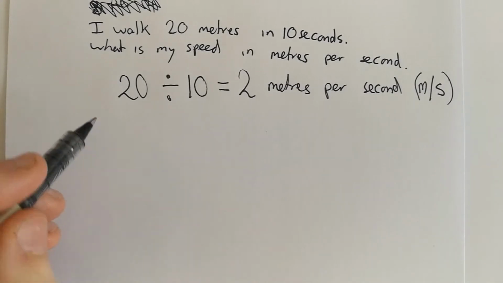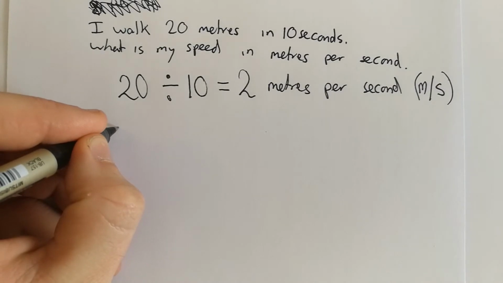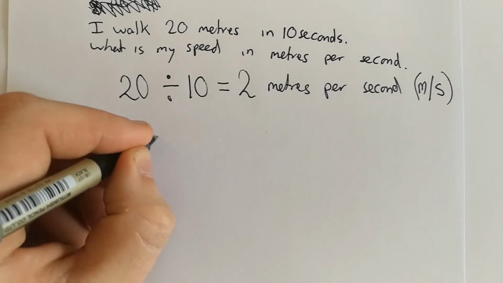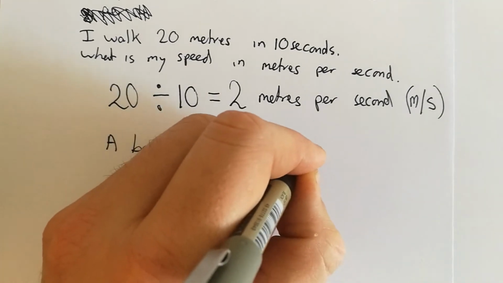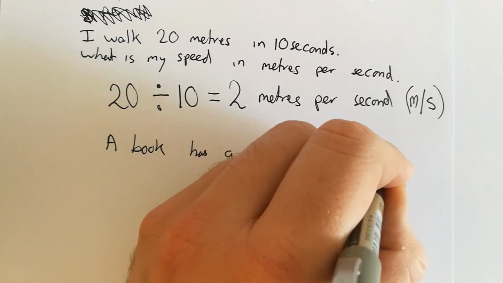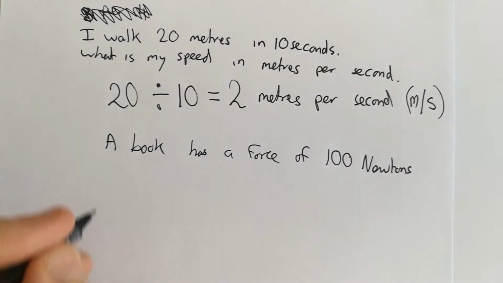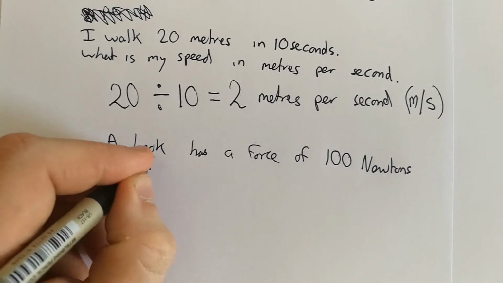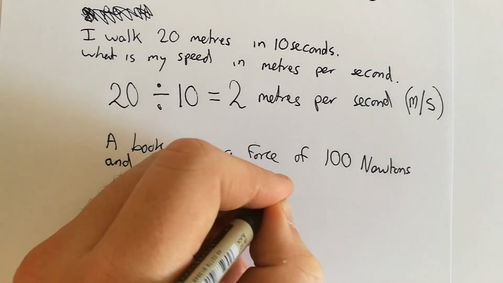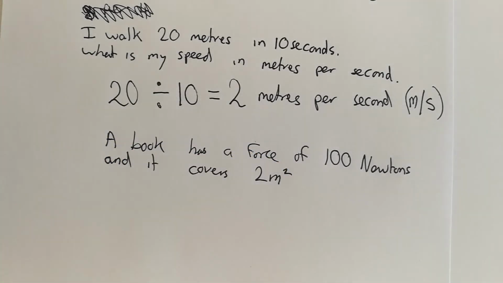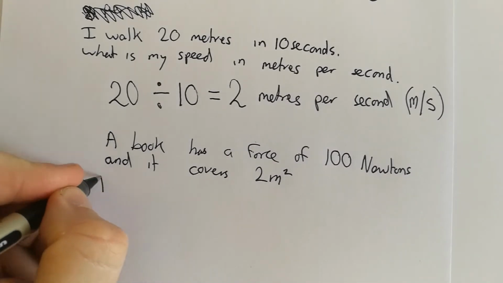So, you could have something like a book has a force of 100 newtons and it covers 2 meters squared. Now this is a bit of an over-exaggeration of both the force is about right, but it'd be quite a big book because it's 2 meters squared in area, which is the size of a good sized table.